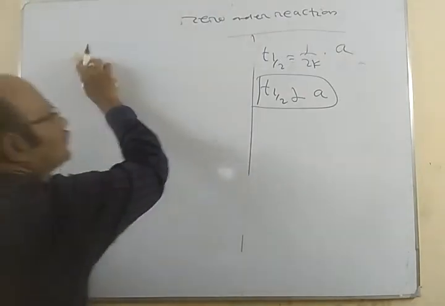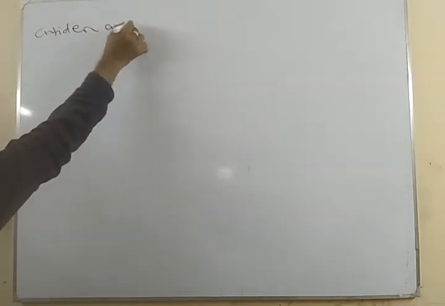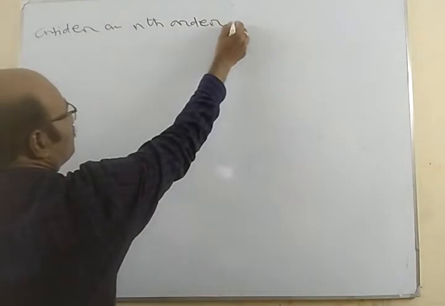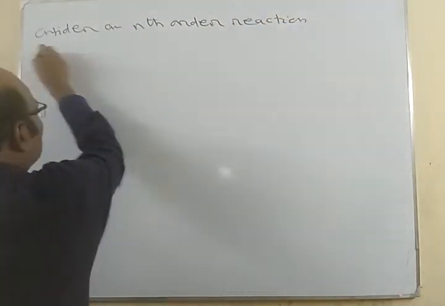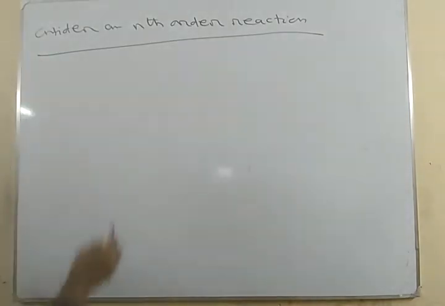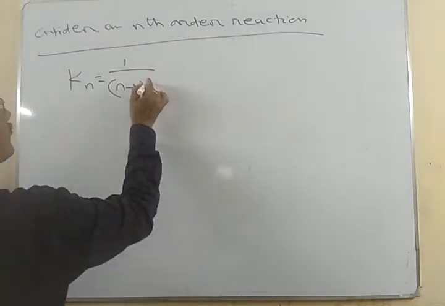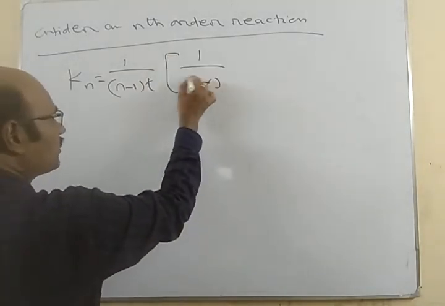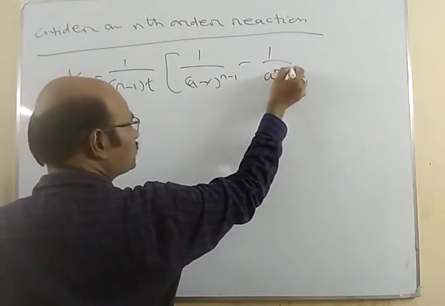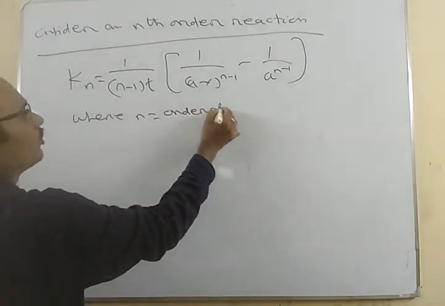Now, if I consider an nth order reaction, here k of n equal to 1 by n minus 1 into t, into 1 by (a minus x) to the n minus 1, minus 1 by a to the n minus 1, where n equal to the order of the reaction.